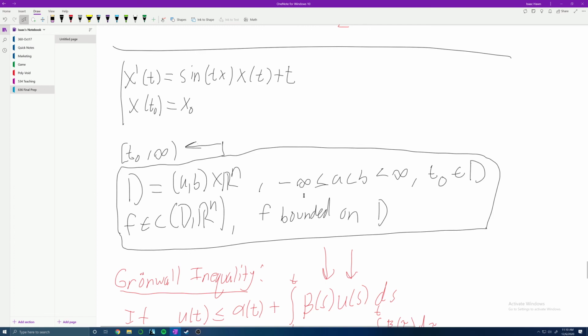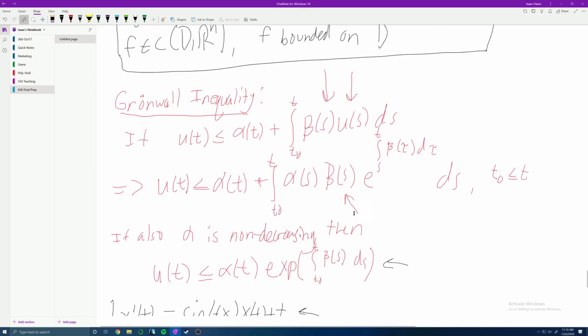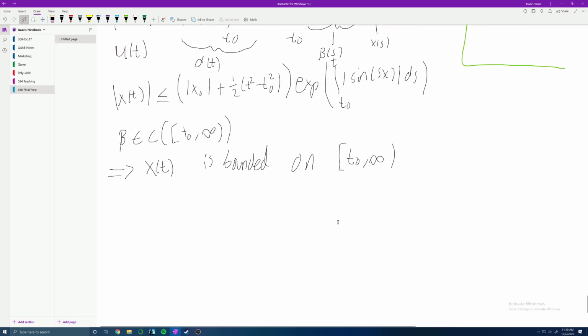So we've just shown this part, the bounded on D part. So x of t is bounded on that. Thus, the solution of this IVP exists on the interval t naught to infinity.